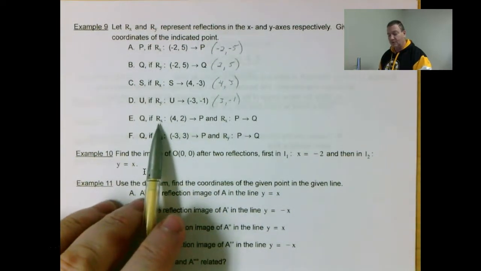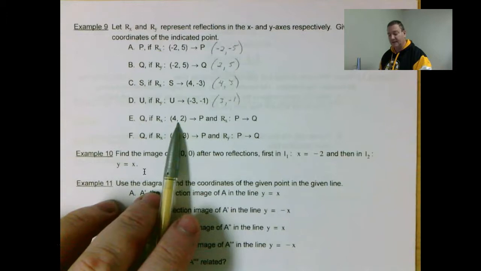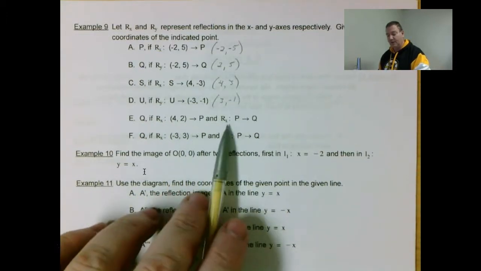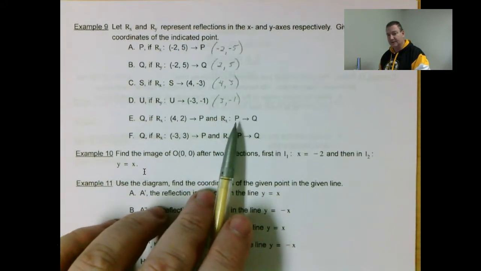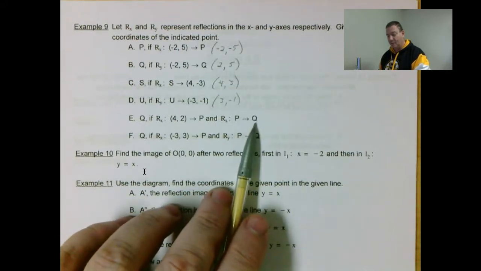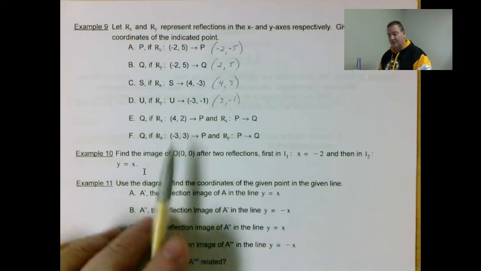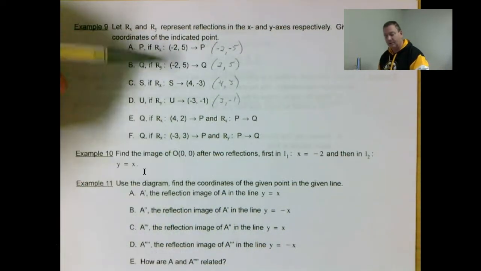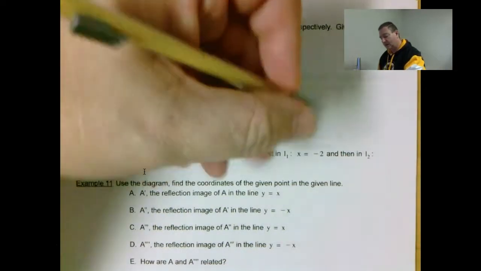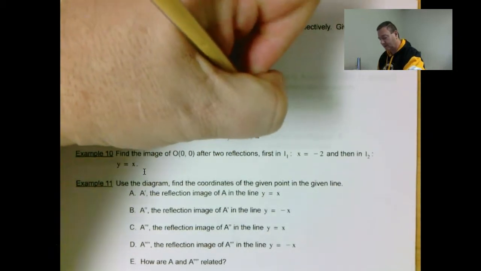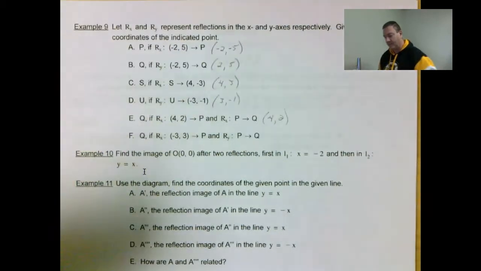We're going to do two reflections. We're going to do a reflection in the x-axis of point 4, 2 to P, and then we're going to do another reflection in the x-axis from P to Q. But we're doing a reflection in the x-axis and then another reflection in the x-axis. We end up back where we started at 4, 2.